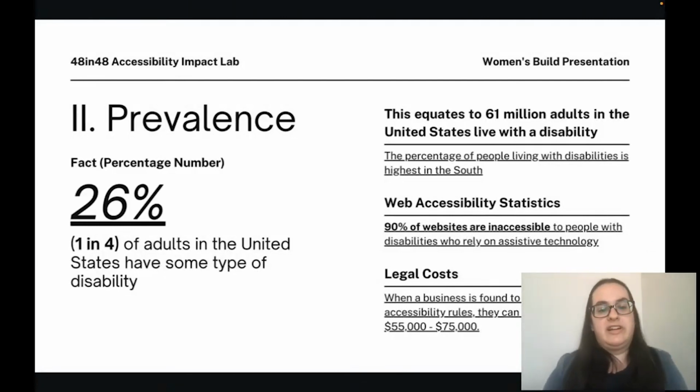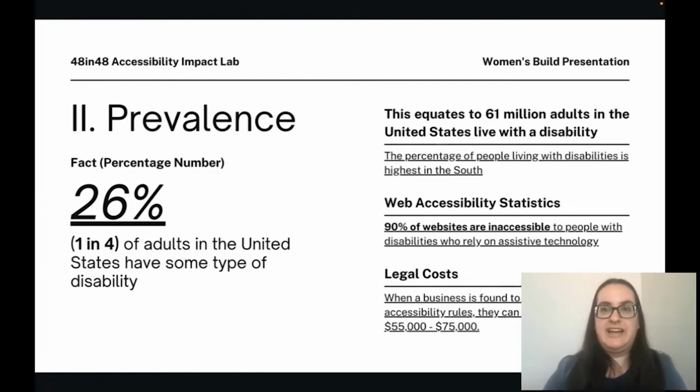1 in 4 adults in the United States have some type of disability. That means 61 million adults in the United States are living with a disability, and a larger percentage of those live in the South. That's a lot of people to potentially leave out and exclude if your website is not accessible. And 90% of websites today are inaccessible to people with disabilities who rely on assistive technology to navigate.